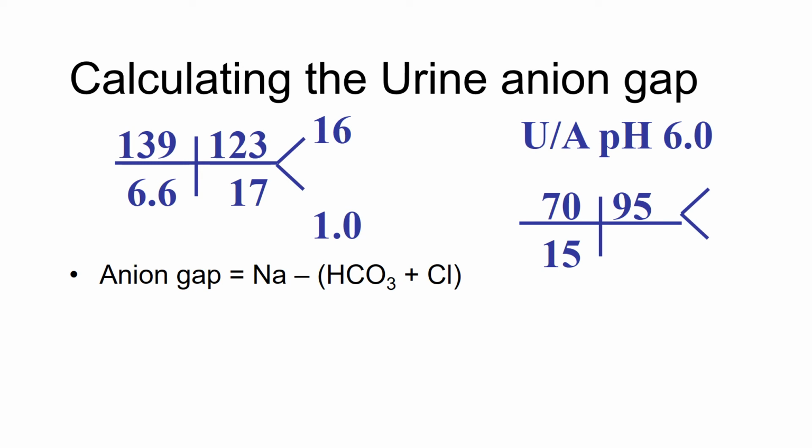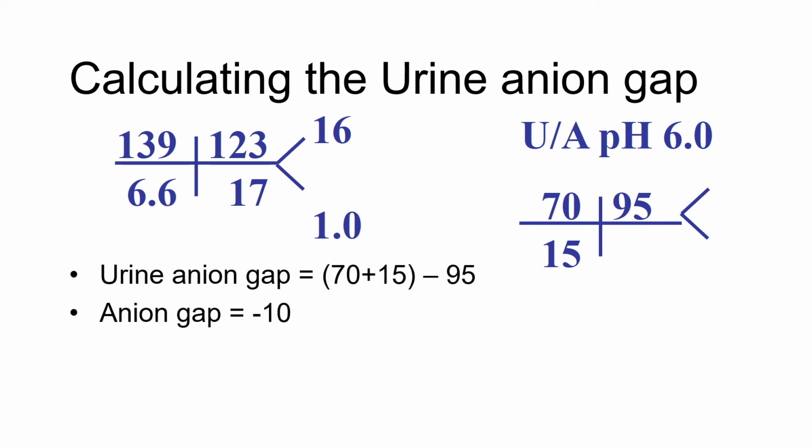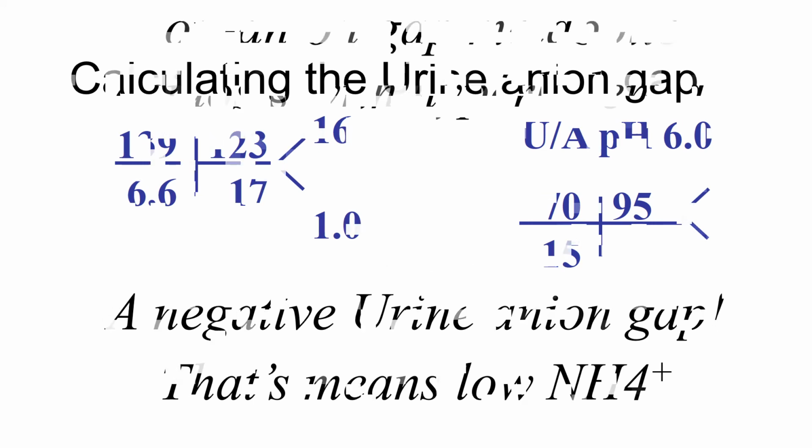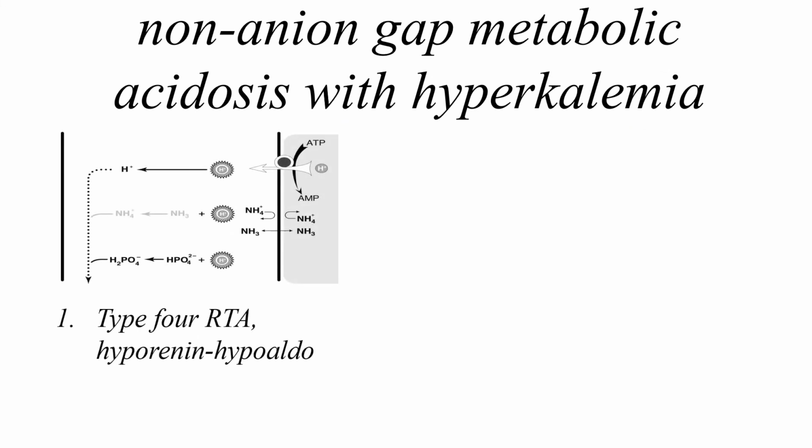So in this particular patient, we look at the urine anion gap now. The urine anion gap is negative, so it is suggestive of some ammonia, but despite that, there is a very high acid level, and the bicarbonate level is only 17. The urine pH is 6. So it does say that there is a low amount of ammonia in the urine. So this would be a non-anion gap metabolic acidosis with hyperkalemia.